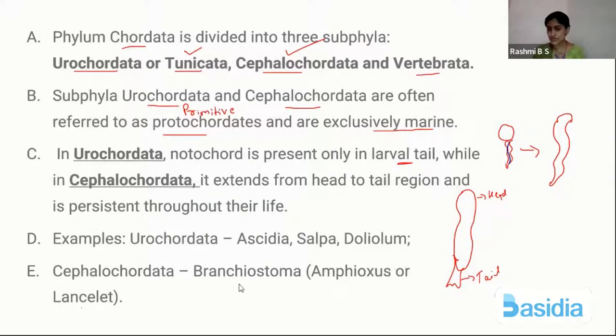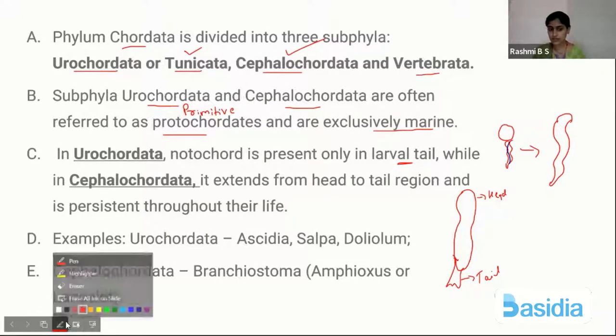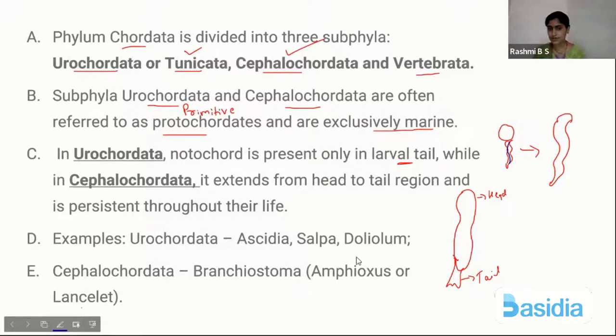Notochord is present, I'm taking the blue color to represent notochord here. A rod-like structure is present from head to tail, and it is present throughout the life of the cephalochordata. Hence the name cephalo. Cephalo means head. They have notochord from head to tail in cephalochordata, and it is throughout the life.